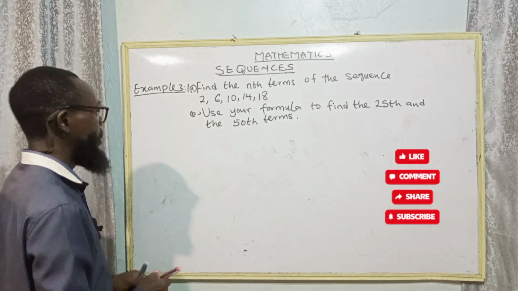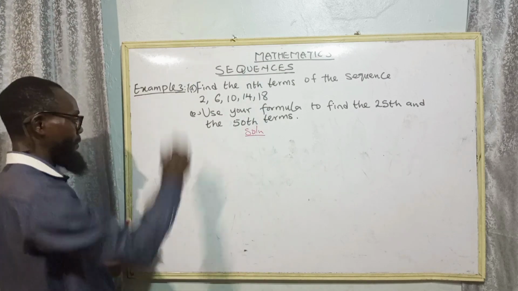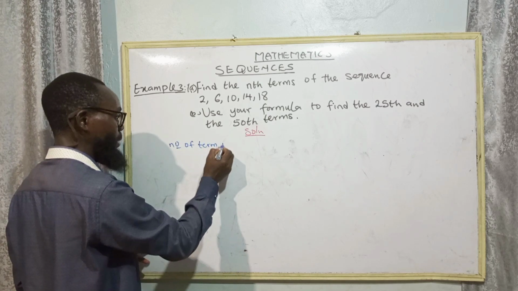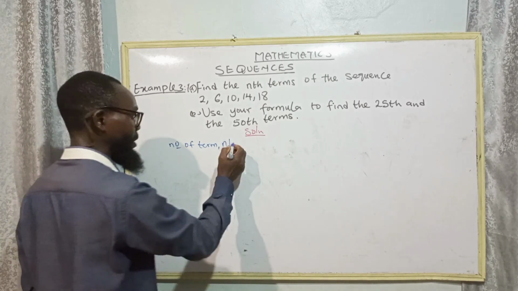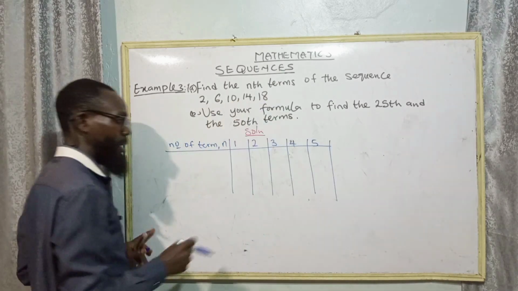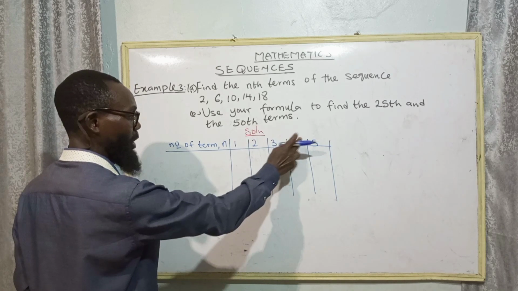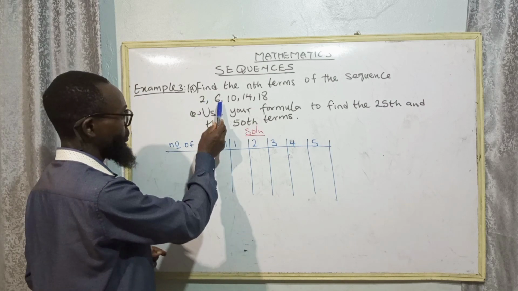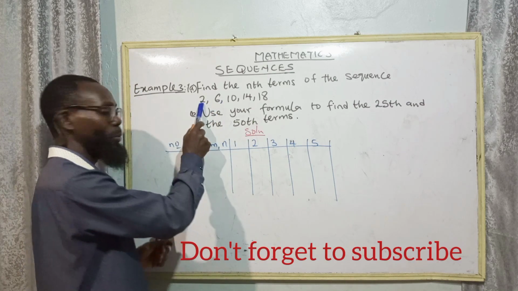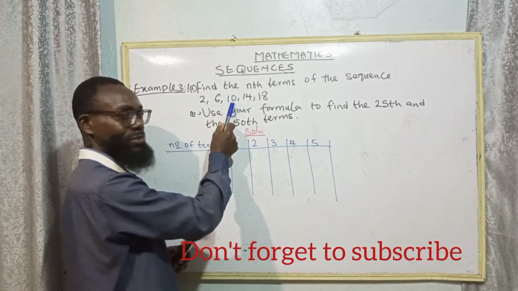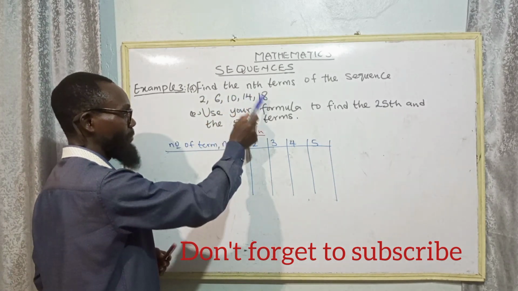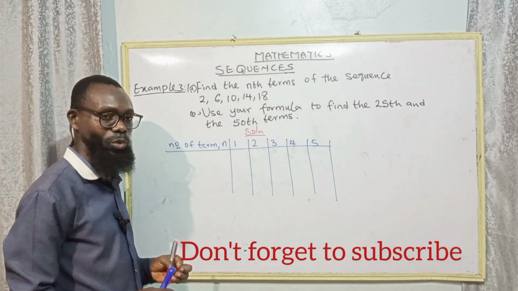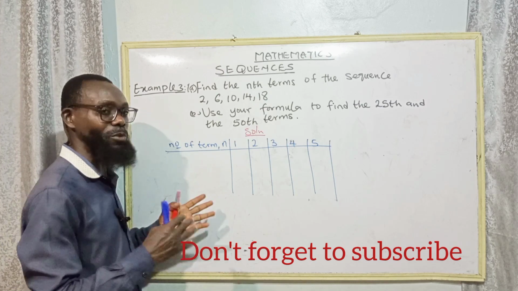Now let's start. Let us assume we have the number of terms, n, and our number of terms is 1, 2, 3, 4, 5. Then let's look at our sequence here. We have 2, 6. 2 plus 4 is 6, 6 plus 4 is 10, 10 plus 4 is 14, 14 plus 4 is 18. Definitely, this is a linear sequence, I mean, a sequence with a well-defined rule. So the difference between them is 4.